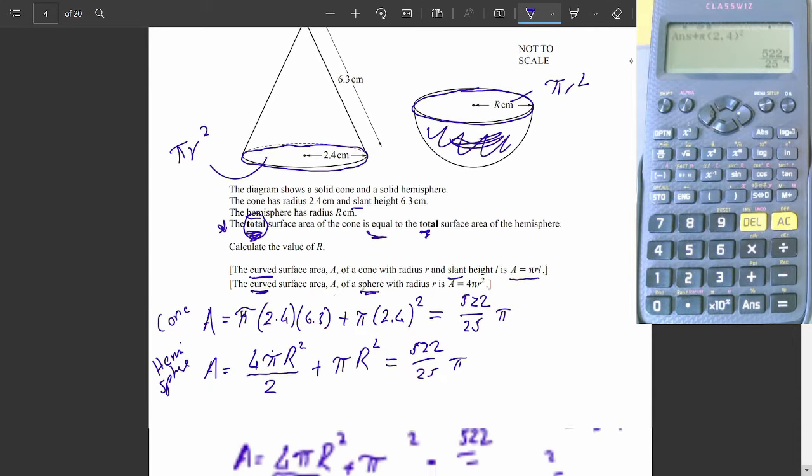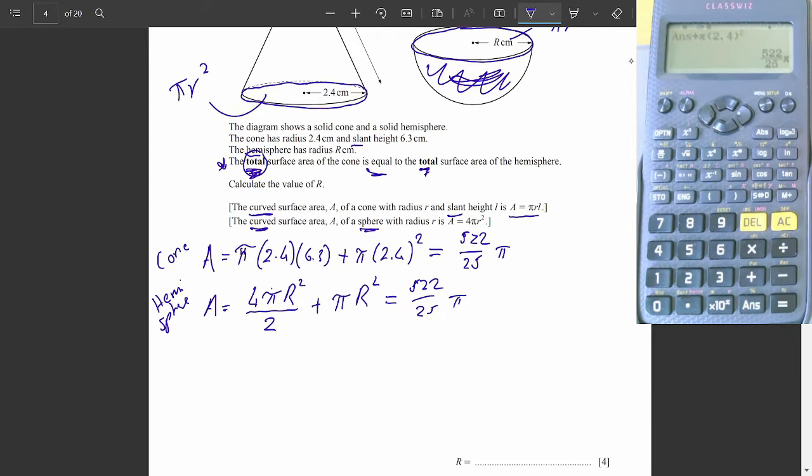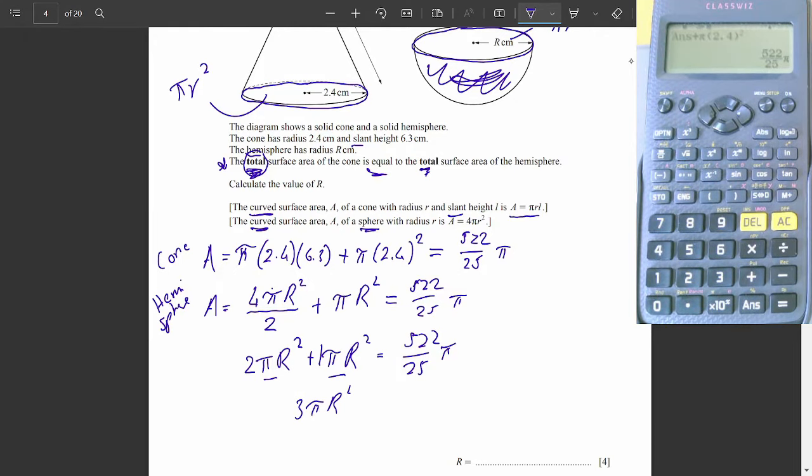Now, what we need to do to find R is solve this massive equation. It's easier than it looks. Let's start over here. 4 pi R squared divided by 2, we can just divide 4 by 2, which will give us 2 pi R squared plus pi R squared equals this whole massive story over there. Now, basic algebra, we can add these two terms together because they are like terms. So it's 2 pi R squared plus another 1 pi R squared gives us 3 pi R squared, which is equal to everything over here.